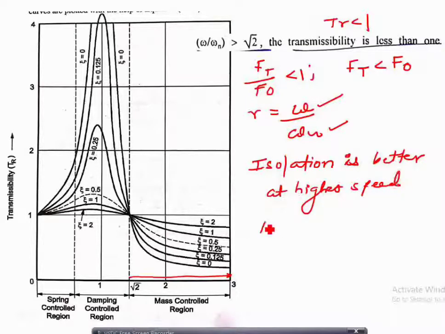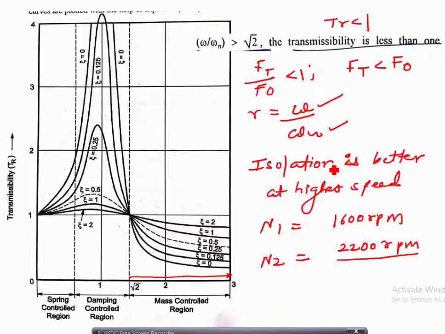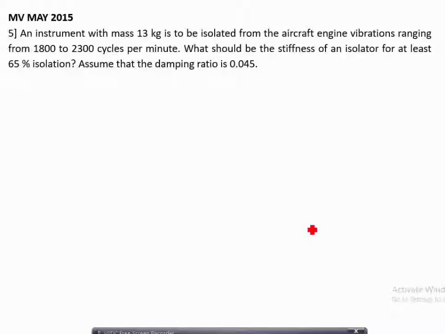Now, but we have two speeds here. One is n1 is equal to 1600 rpm, and the second one is n2 is equal to 2200 rpm. Now, ideally, you would select this 2200 rpm because I am saying that isolation is better at higher speed. But this is not the case. So what we have to do, we have to select n1 is equal to 1600 rpm. Why do you have to select n1 is equal to 1600 rpm? Let us understand this.